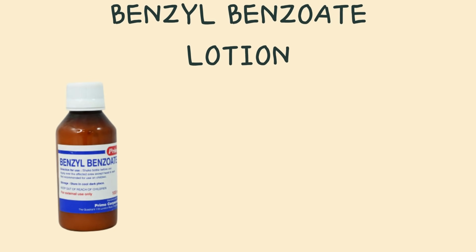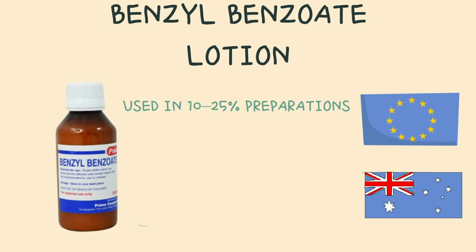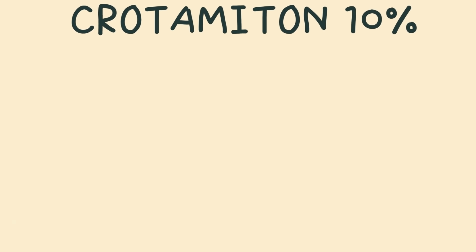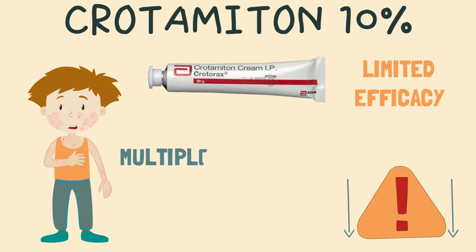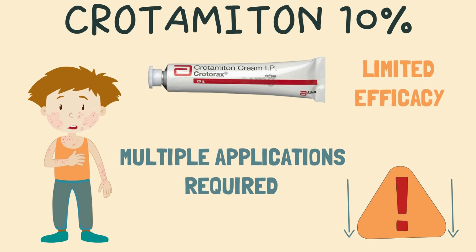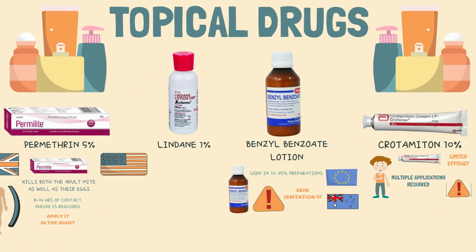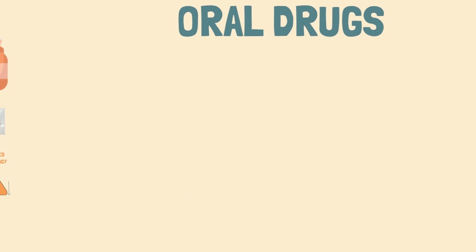Benzyl benzoate has been used in 10 to 25% preparation in many countries, including Europe and Australia, but its use is limited by severe skin irritation. Crotamiton 10% has been favored in children due to its low toxicity profile. However, it has limited efficacy and multiple applications are usually required to achieve a satisfactory response. So these were the topical drugs that are applied over the skin for treating scabies. Now let's look at the oral drugs that are used for treating scabies.